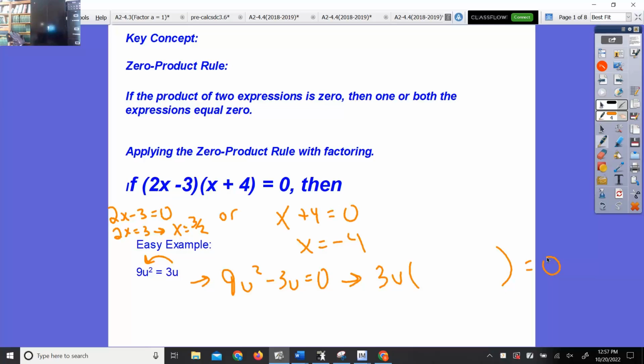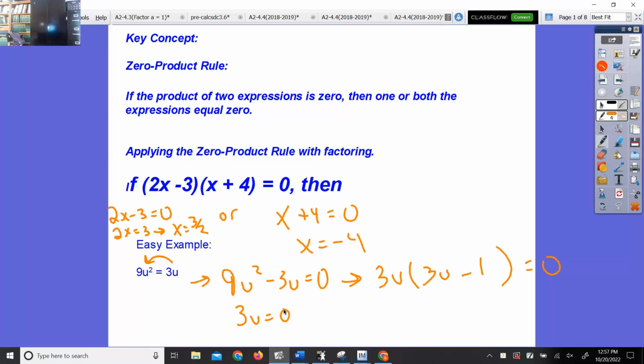If you pull a 3u from a 9u squared, what remains? 3u. Pull a 3u from a negative 3u, what remains? A negative 1. Think about your distributive property. If you redistribute that 3u, you get the original back. Now can you use zero product property? Yes. There's two things multiplied together. One of my factors is 3u, and what does it have to equal? It has to equal 0.